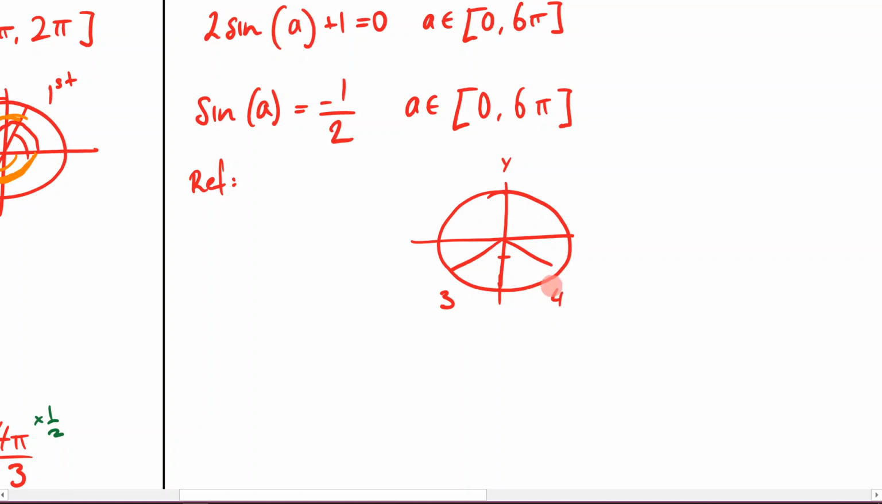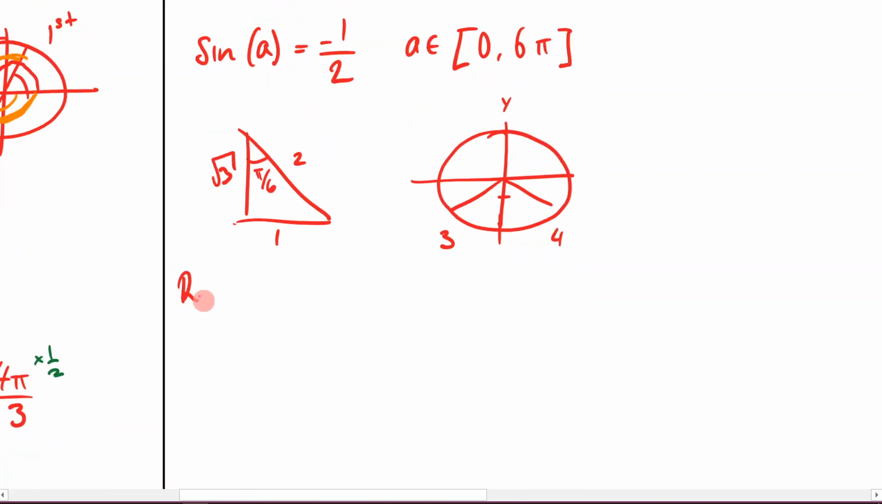In terms of what my reference angle is going to be, if you need help with this, just draw your special triangle: 2, 1, square root of 3. I need to get a half. It has to be opposite over adjacent because it's sine. So it's going to be here, which is going to be pi on 6. So that means my reference angle, and always write down what the reference angle is going to be, is pi on 6.